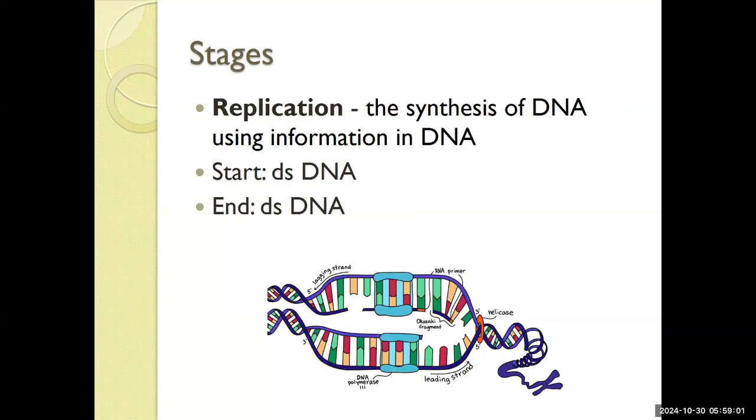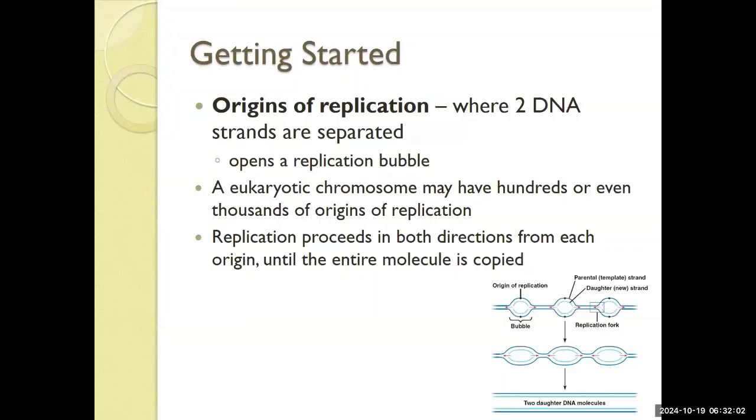Let's talk a little bit about replication, the synthesis of DNA into more DNA. It starts with double-stranded DNA, it ends with double-stranded DNA. It begins at an origin of replication. This is where the two DNA strands are separated, creating what's known as a replication bubble. A eukaryotic chromosome may have hundreds of these, and replication will proceed in both directions until the entire molecule is copied.